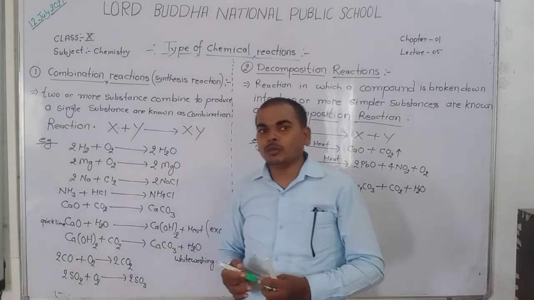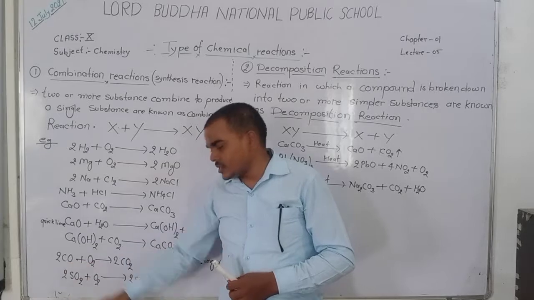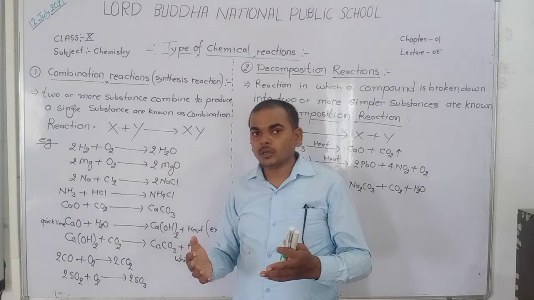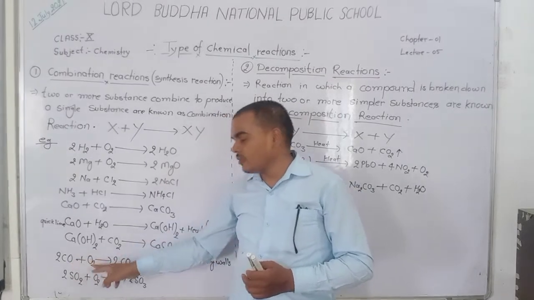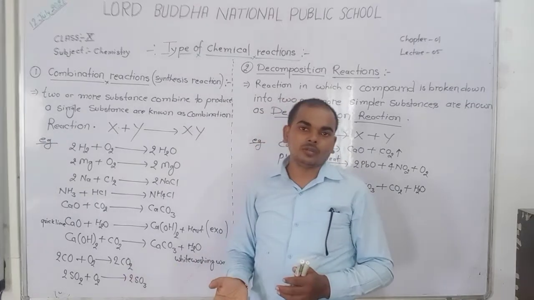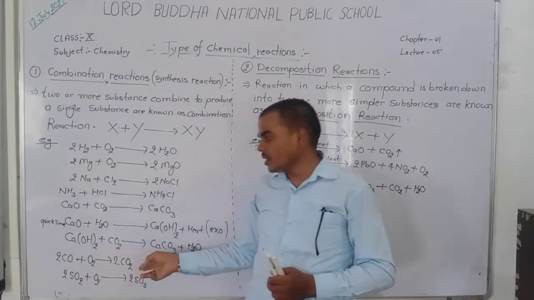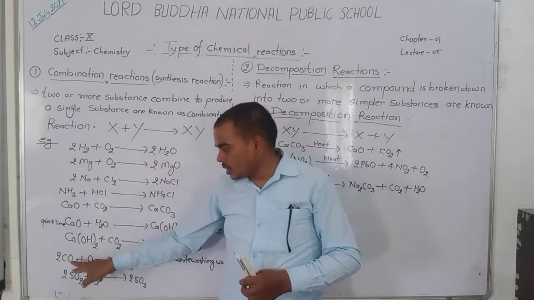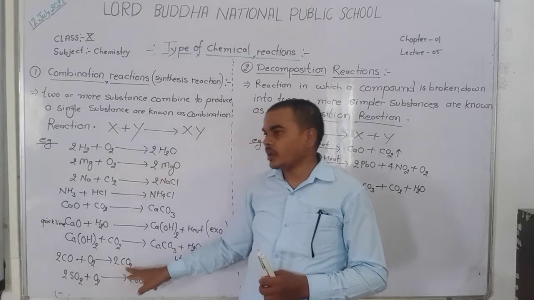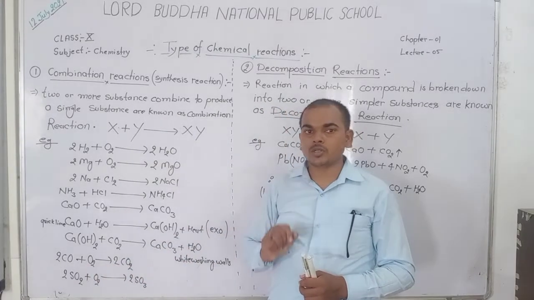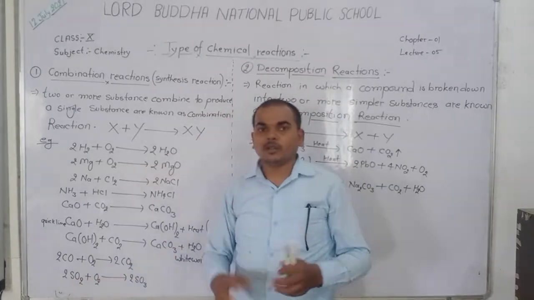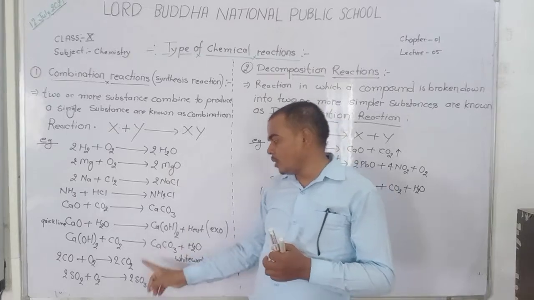Next, carbon monoxide combines with oxygen and produces carbon dioxide. This reaction is also known as a combination reaction, because here two components, carbon monoxide and oxygen, combine to form a single product. Next, sulfur dioxide and oxygen combine with each other and form a single compound, sulfur trioxide.